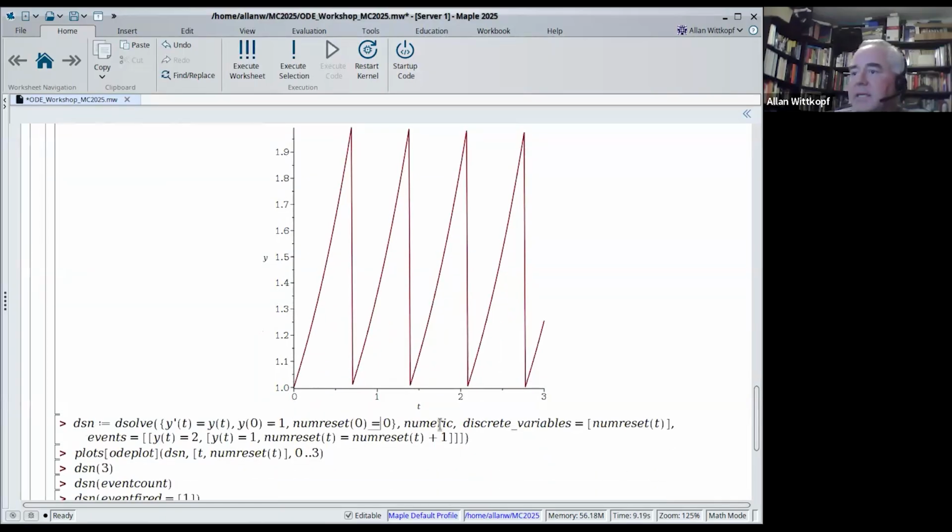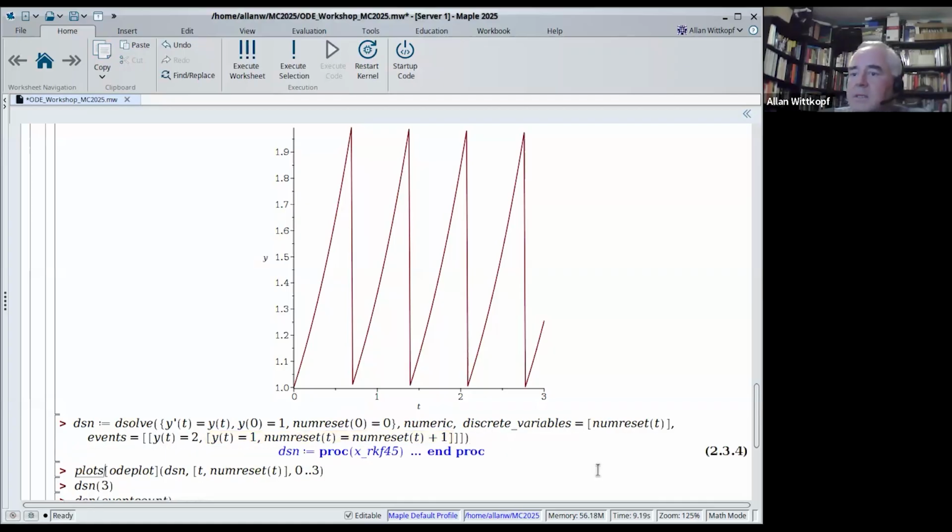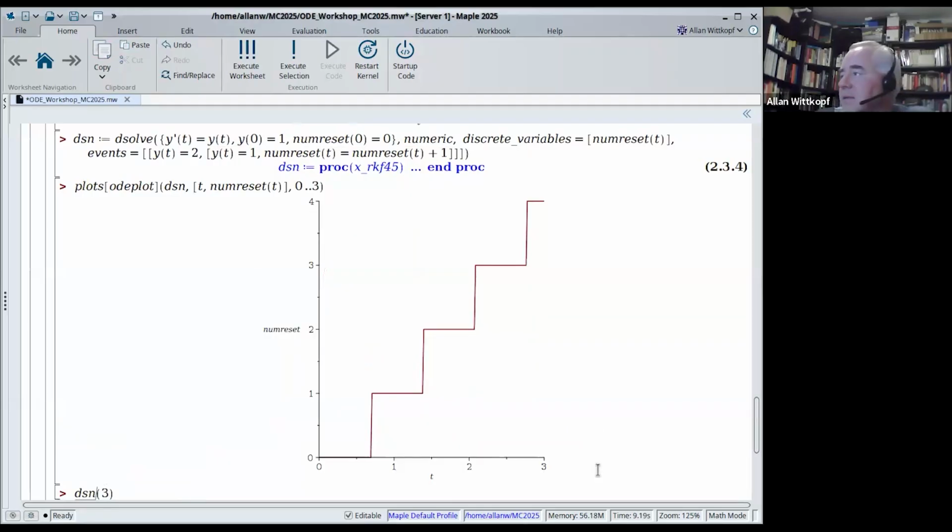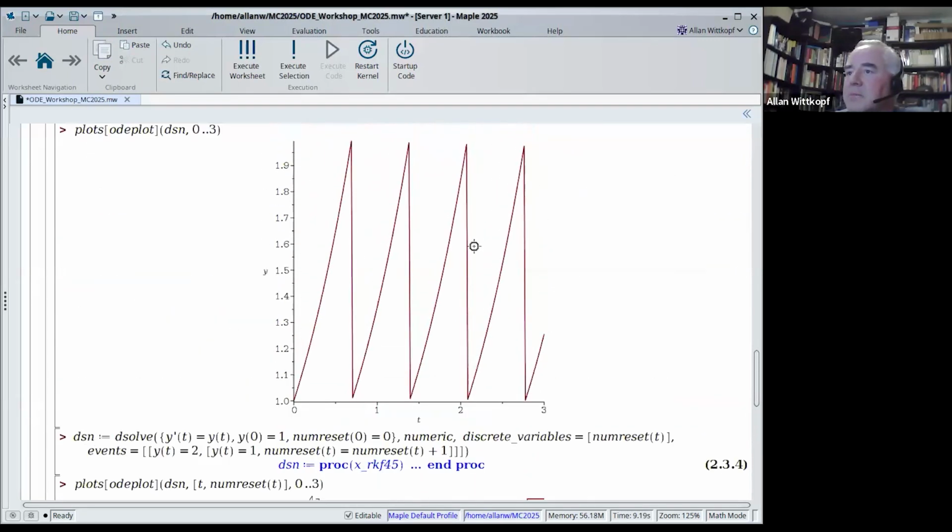And I'm just going to modify this one slightly to show what you need to do to use a discrete variable. So we have exactly the same problem, but I'm adding something called num reset. And what I want to do is count the number of times we had to do a reset. I declare that as a discrete variable here. And then I define the event with an action with 2 statements: reset y back to 1 and increment num reset by 1. So we run that and we can plot num reset and ask how many times we have reset. We can see that it creates a staircase that pretty much mirrors the behavior we saw in the plot.